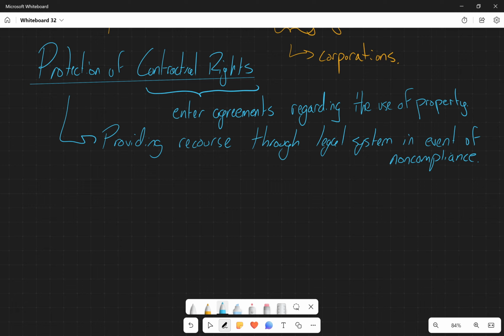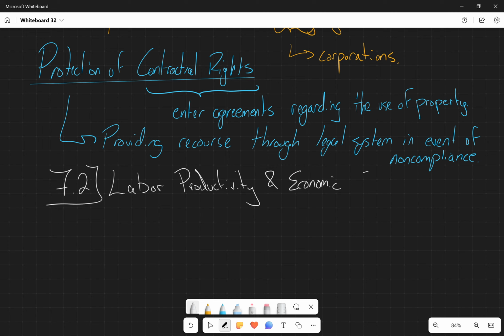When we're talking about growth, we are often talking about productivity. So let's jump into that right now. 7.2. Specifically, we are going to be talking a lot about labor productivity, and how it relates to economic growth.